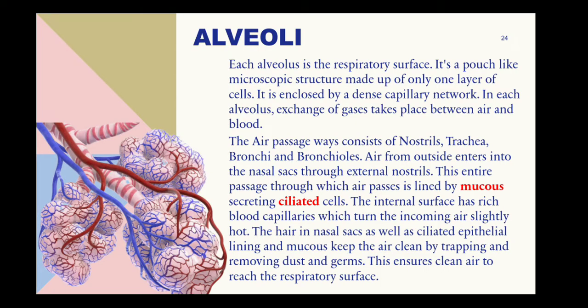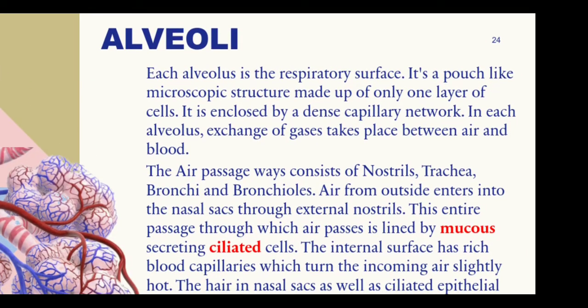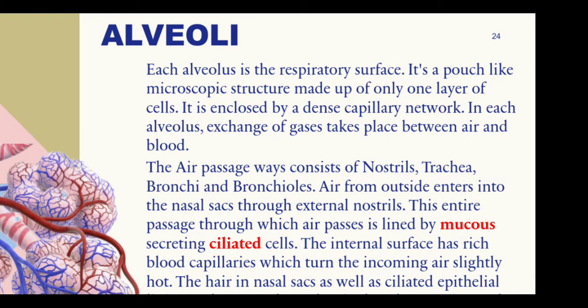Okay, now let's look at the alveoli in detail. Alveoli is the plural and alveolus is the singular. Each alveolus is the respiratory surface. So Allah subhanahu wa ta'ala has created millions of alveoli in the lungs to increase the surface area so that we can exchange a lot of oxygen and give out all the waste carbon dioxide from our body. It's pouch-like, and this microscopic structure is made up of only one layer of cells. So a single cell, a very thin wall, so that gaseous exchange can easily take place.